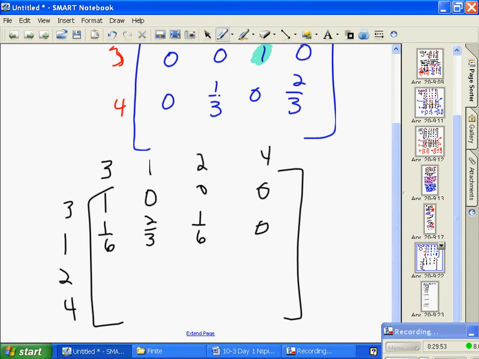2 to 3. 2 to 3 is 1/9. That's a 9. 2 to 1 is 1/9 again. 2 to 2 is 2/3. And 2 to 4 is 1/9. Rearranging row 4. 4 to 3 is 0. 4 to 1 is 0. 4 to 2 is 1/3. And then 2/3 is left. Okay?